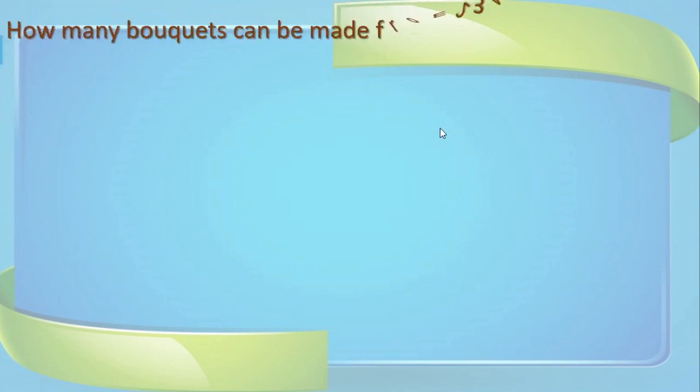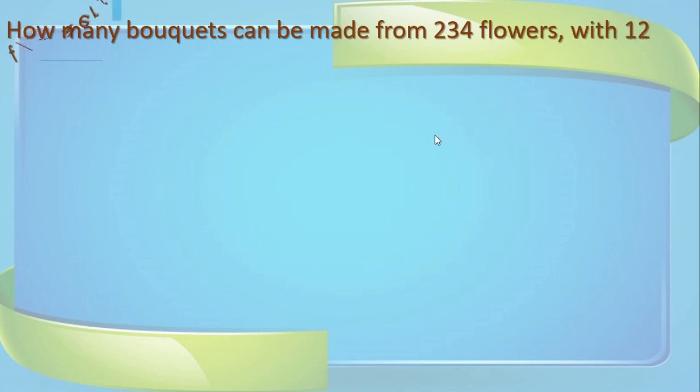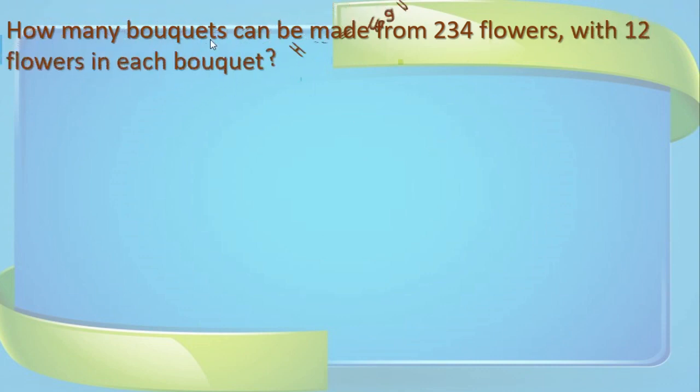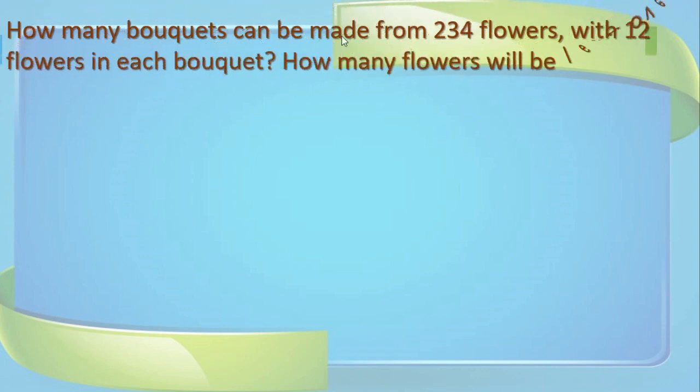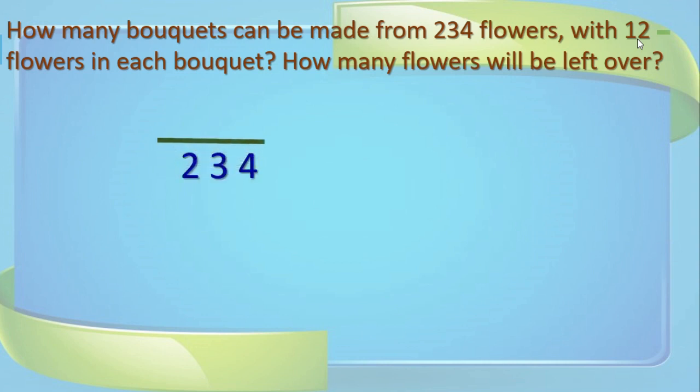See how many bouquets. A group of flowers is nothing but a bouquet, right? How many bouquets can be made from 234 flowers, with 12 flowers in each bouquet? How many flowers will be left over? Okay, first what we will do, we will divide 234 by 12. Correct?